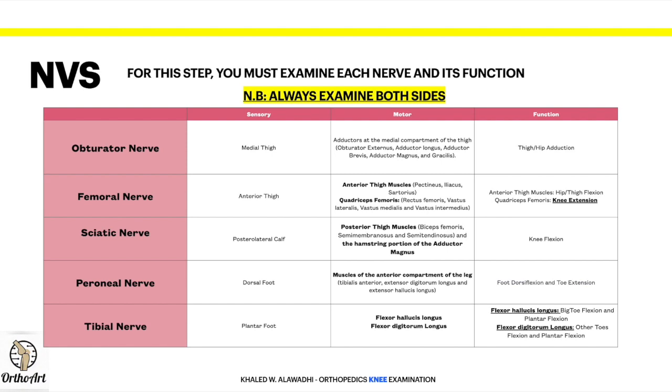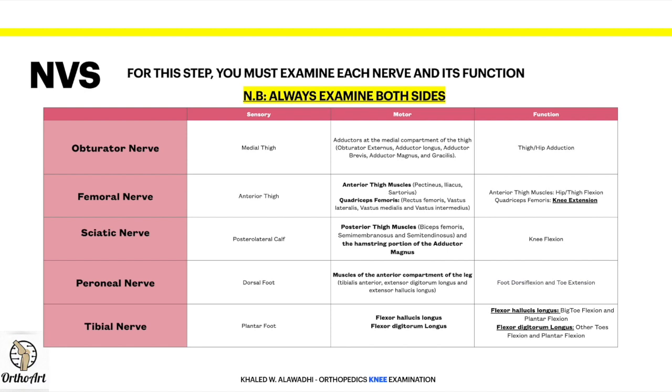Now with the sciatic nerve, from its name, sciatica, the injury, it innervates the posterior lateral calf. It's one of the largest nerves in the body. Don't forget that. It innervates the posterior thigh muscles: the biceps femoris, semimembranosus, and semitendinosus, and the hamstring portion of the adductor magnus, and it's responsible for knee flexion.